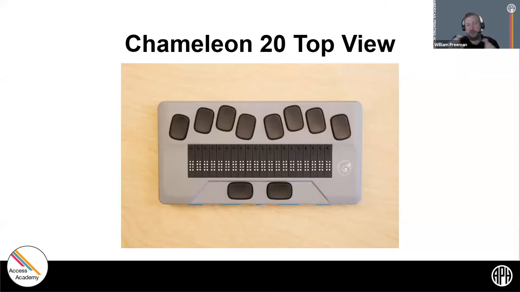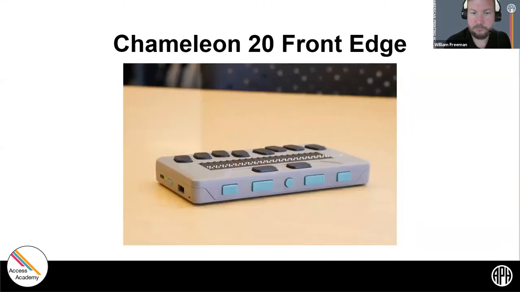Below that, we've got 20 Braille cells with router keys. And below that still are the two space bars. I should say the two space bars function as a single space bar. They're just split to make it a little more ergonomic. So it is two buttons, but it functions as one space bar.